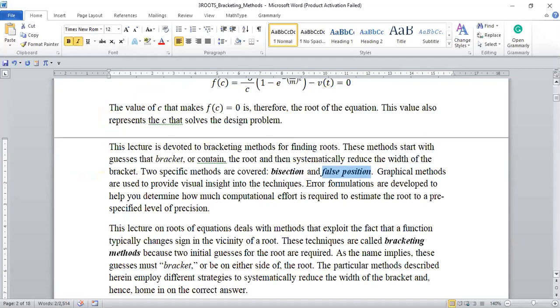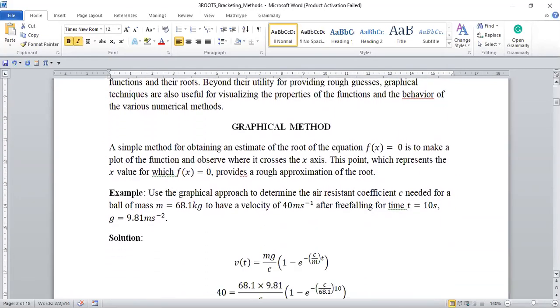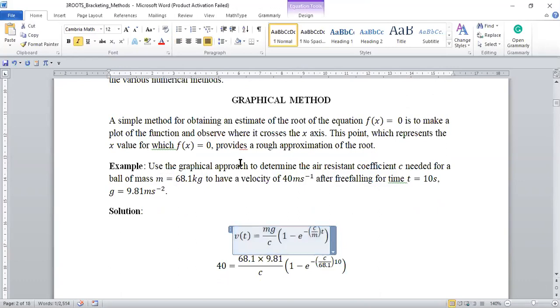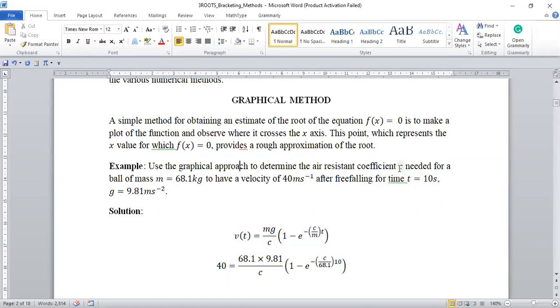So we are going to do an example. The first method we are going to use is the graphical method. We are going to use the example I started with. This is the model for the falling ball, which we derived in the first lesson. The question is asking us to find C, the air resistance coefficient, and it's giving us the other values. So we know M, we know the velocity, we know time, and we know G, which is the acceleration due to gravity.